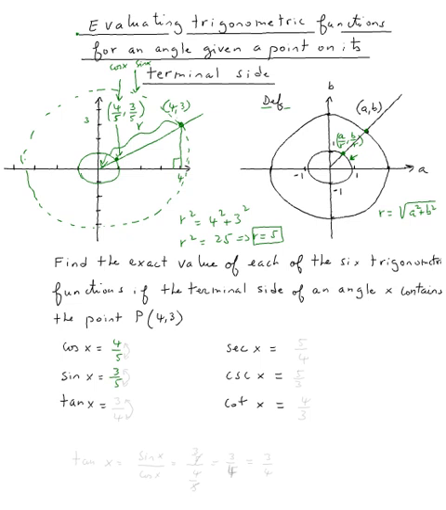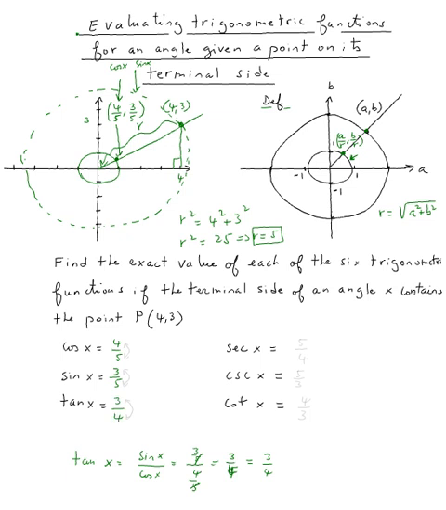Why? Because tangent is always going to be, let me do it here, sine over cosine. But what is sine over cosine? It's 3 over 5 over 4 over 5. Simplify the 5, you get 3 over 4, sorry. So this is 3 over 4.